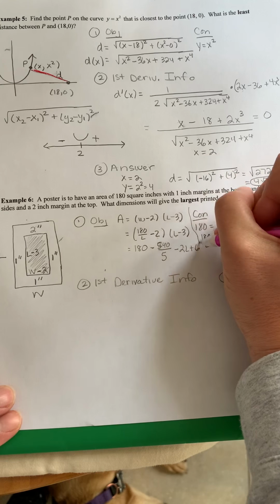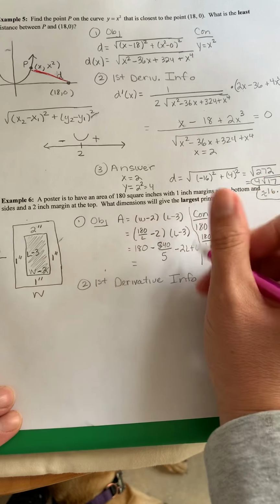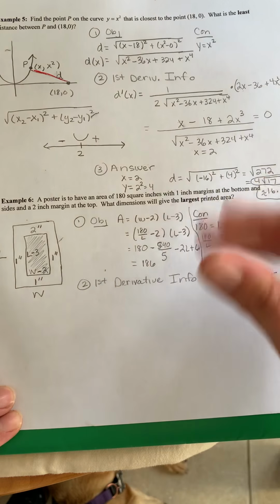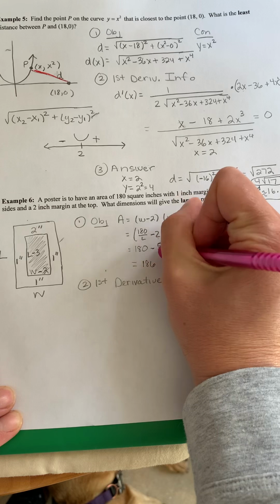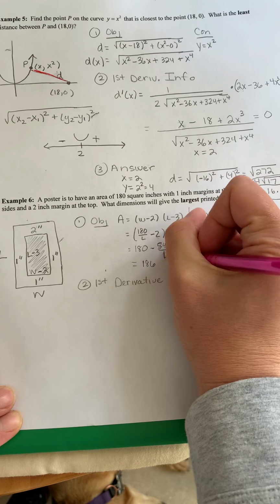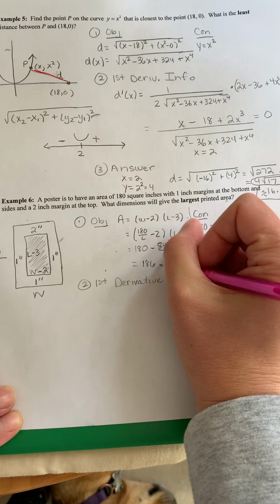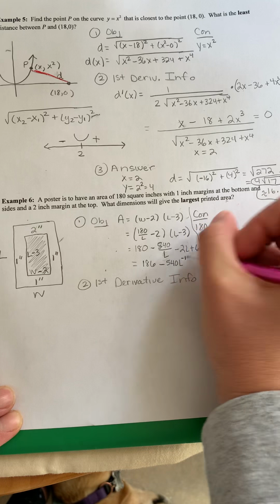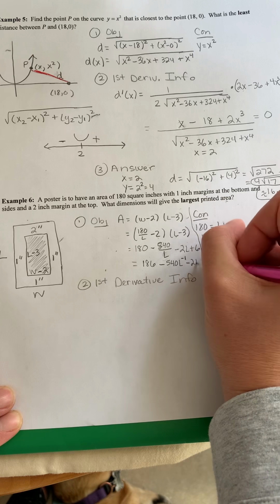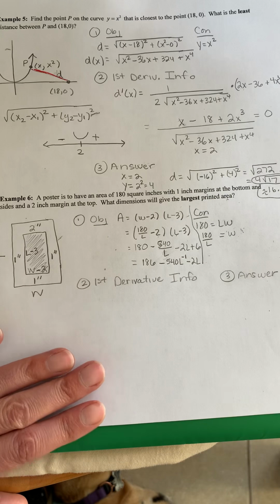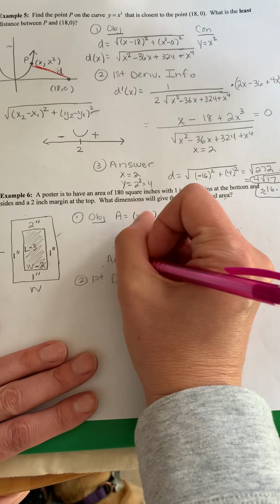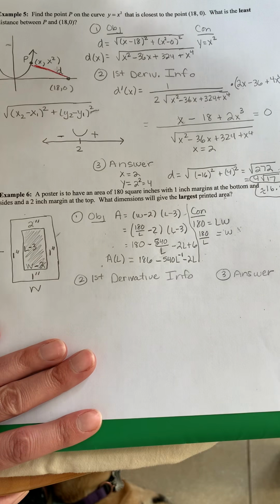So collecting terms there, we're going to get 186 minus 540 over L. I'm going to make that L to the -1, bringing that up, and then minus a 2L. So that is our area equation, all in terms of the length L.